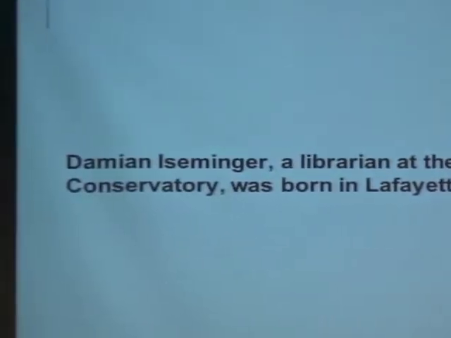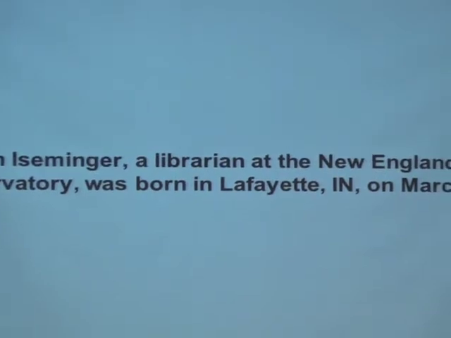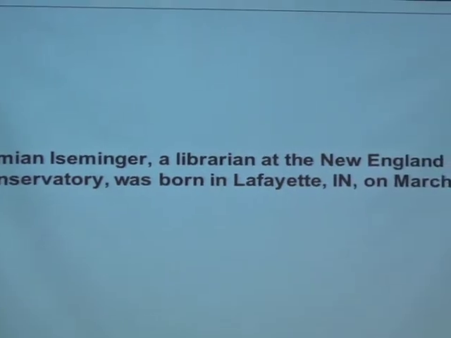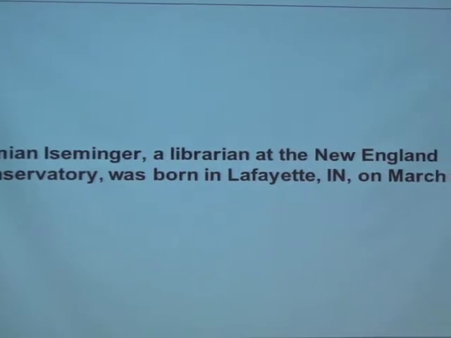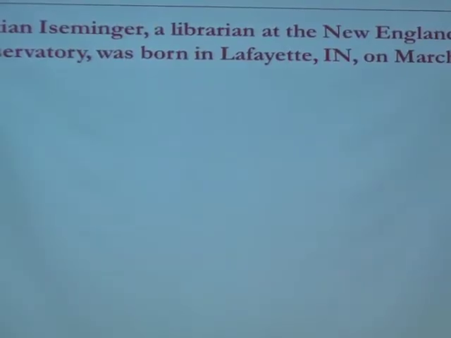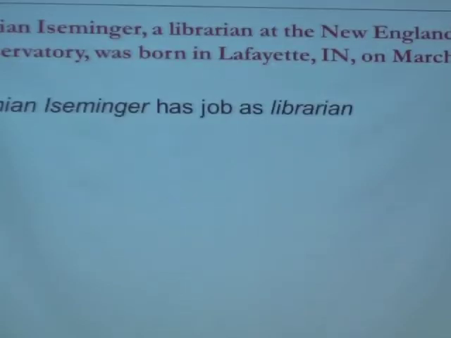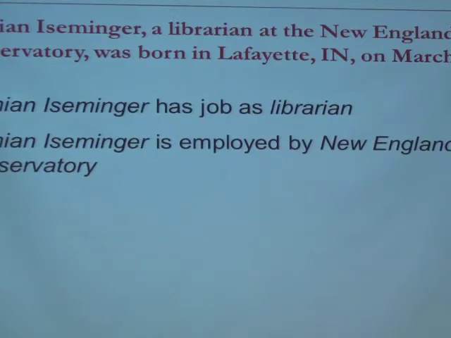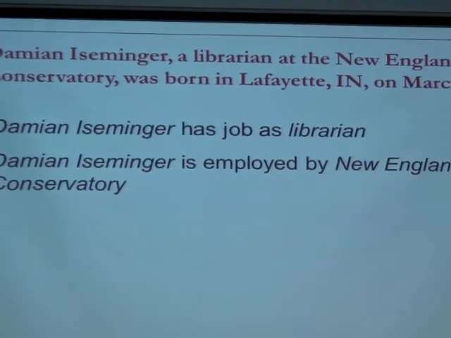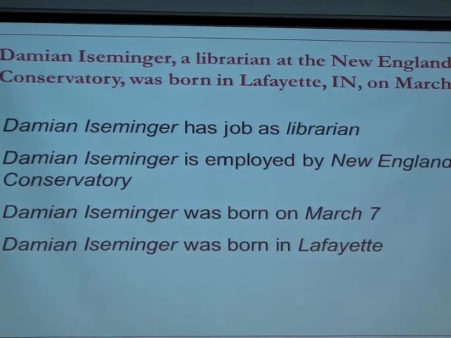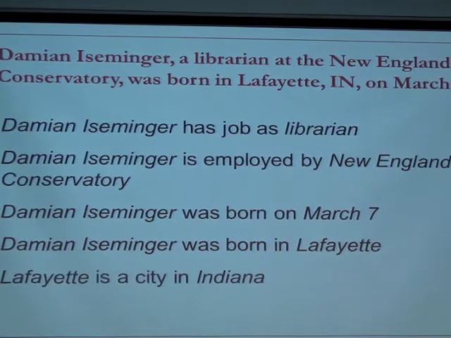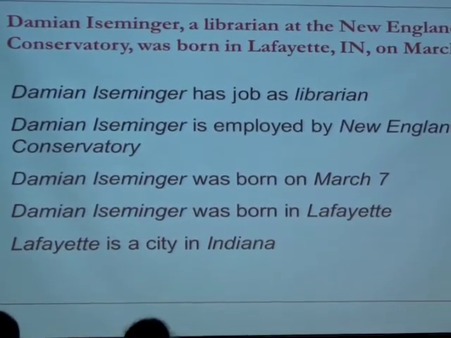So take, for example, this sentence. Damian Iseminger, a librarian at the New England Conservatory, was born in Lafayette, Indiana on March 7th. Now, in order for this statement, which seems simple to us, to be understood on the semantic web, we have to break it down into its constituent parts. So, I have a job as librarian. Damian Iseminger is employed by New England Conservatory. Damian Iseminger was born on March 7th. Damian Iseminger was born in Lafayette, and Lafayette is a city in Indiana.